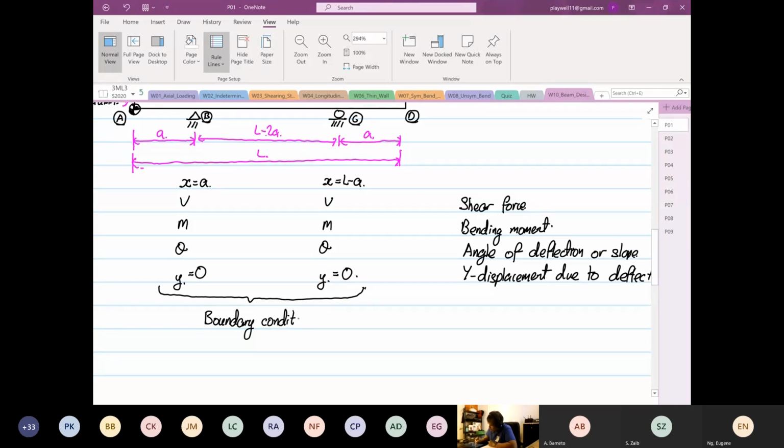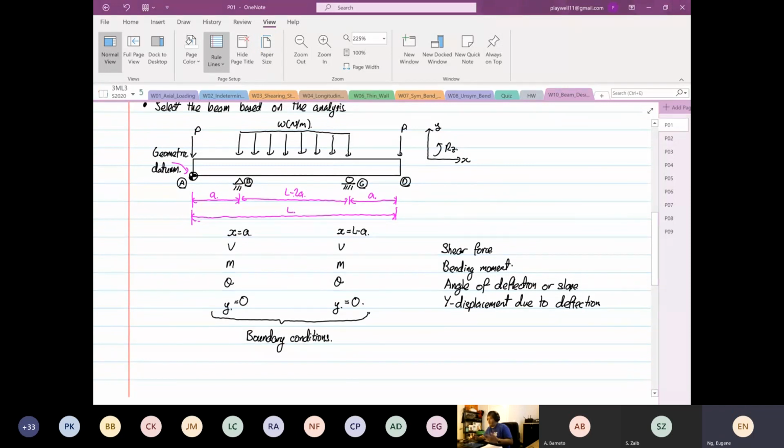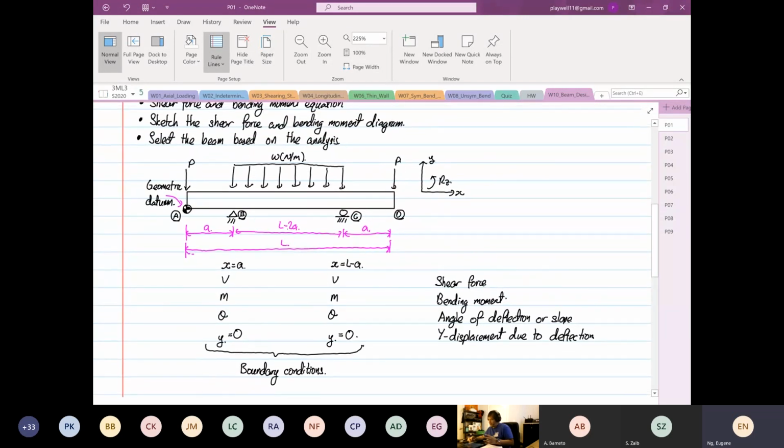Okay, these are boundary conditions. So boundary conditions are a mathematical representation of what is happening physically. So at point B, we know that deflection in Y has to be equal to 0 because you have a support at point B. Likewise, at point C, where X is equal to L minus A, the deflection in Y is also equal to what? 0. Okay. So from here, we would like to form the shear force and bending moment equation. And then we're going to directly sketch the shear force and bending moment diagram. Okay, so that's what we're going to do now.